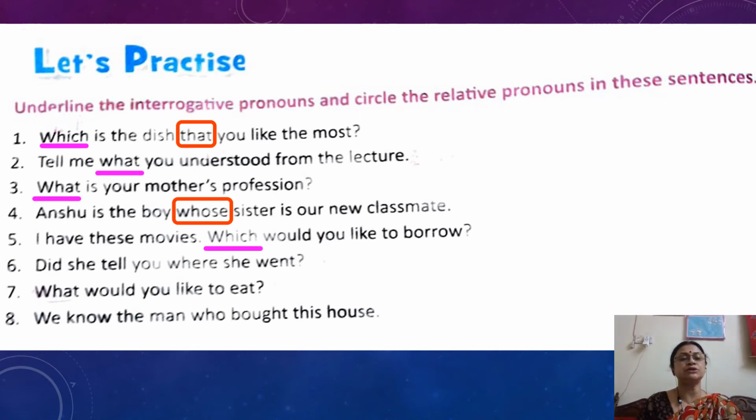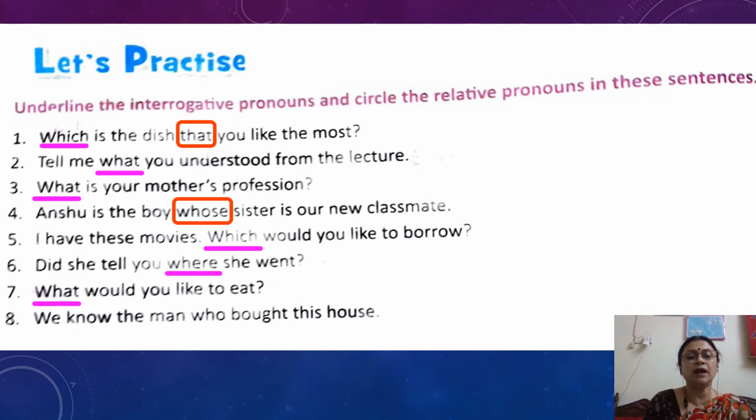Now coming to question 6. Did she tell you where she went? So here where is the pronoun and it's used for asking a question. So where is an interrogative pronoun. In number 7 the sentence is, what would you like to eat? Once again what is used to ask a question. So what is an interrogative pronoun.